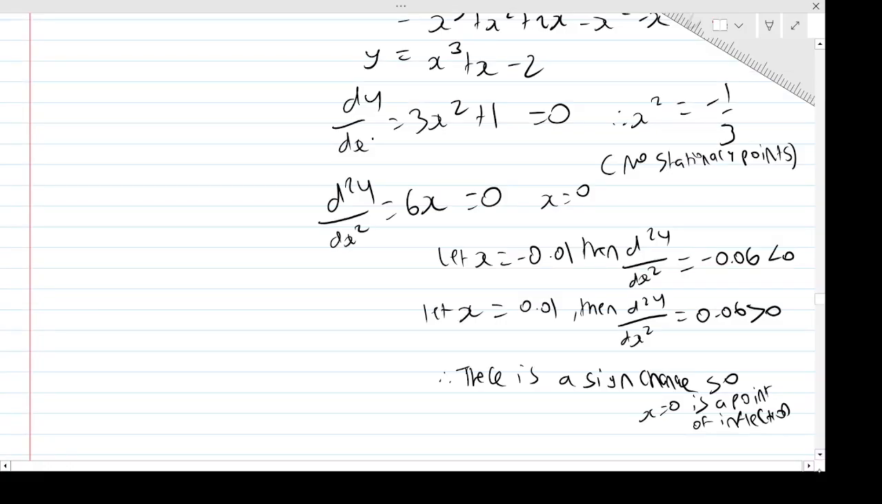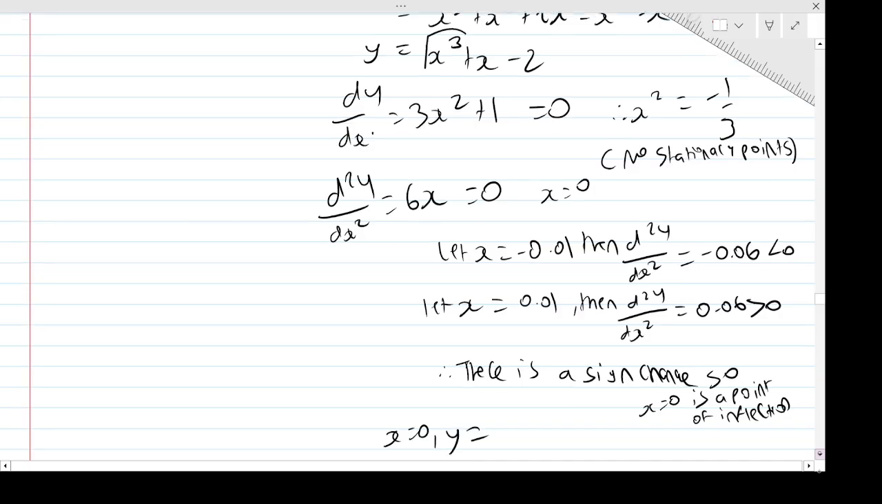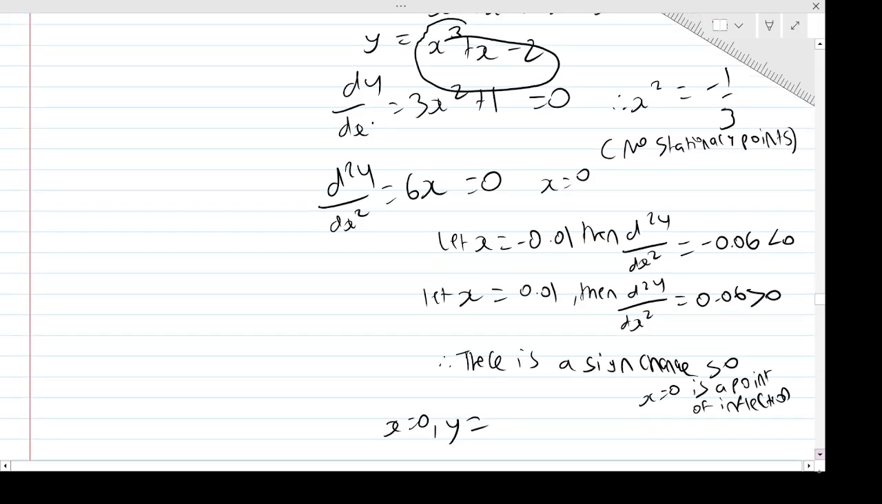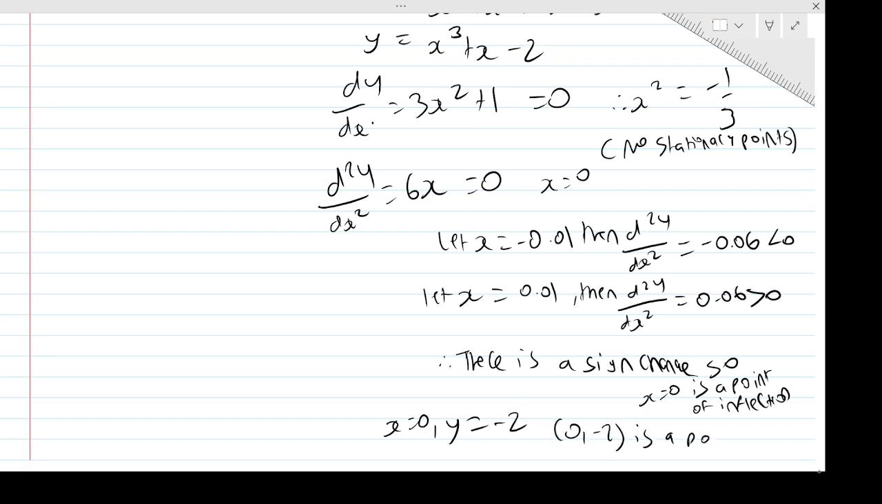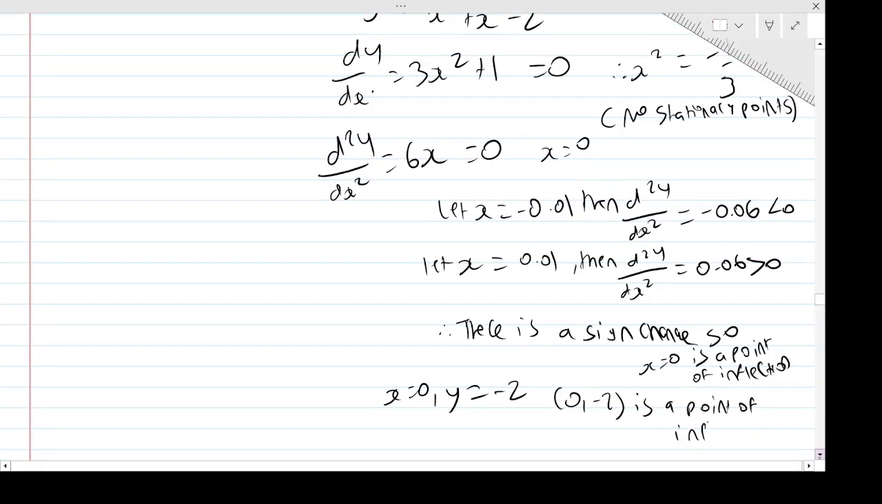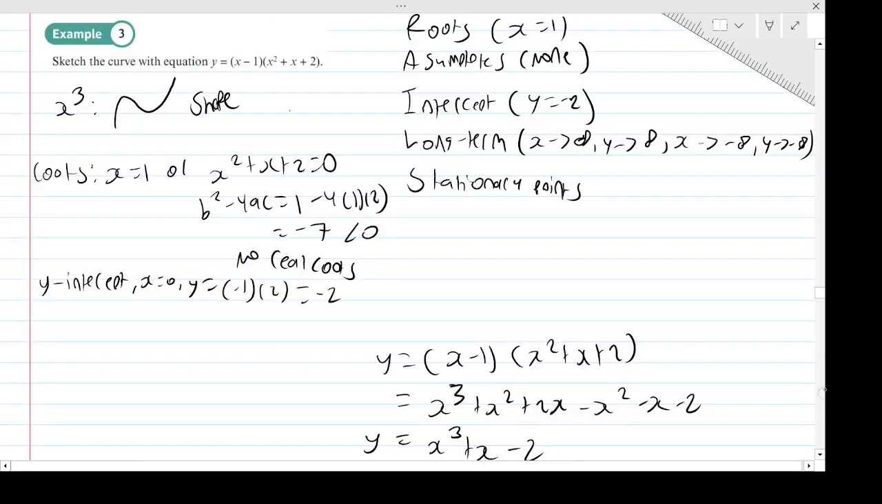So then if I were to compute the point at 0, so if x is 0, then y, y is x cubed at x minus 2, so that'd be 0 cubed, and that'd be minus 2, right? If x is 0, y is minus 2. So therefore 0, minus 2 is a point of inflection. So I can add that on, if I go up here, 0, minus 2 is a point of inflection. So it's going to have that leveling off sort of idea, right?